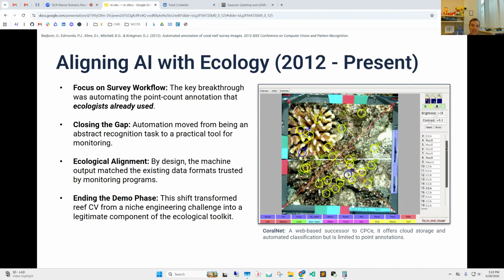So again, by aligning the AI output exactly with the data formats that the monitoring teams were already using, automation became a legitimate operational tool. And that's the take-home message. That's how you help ecologists.